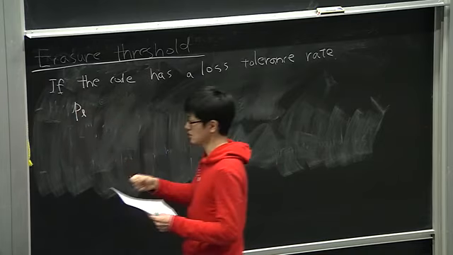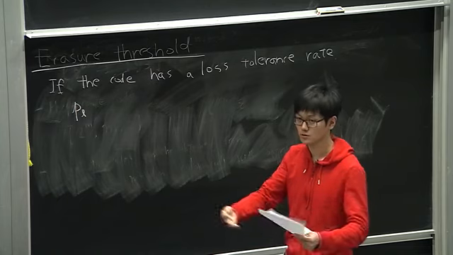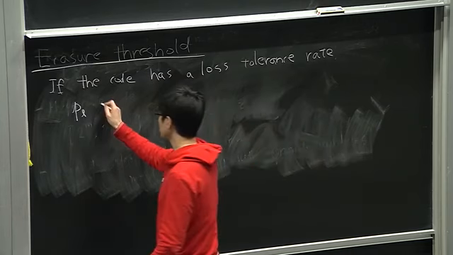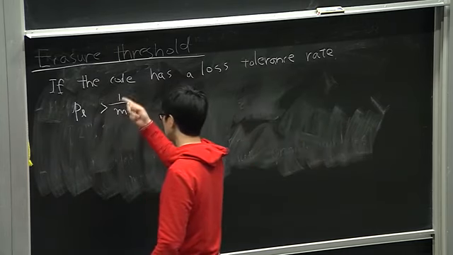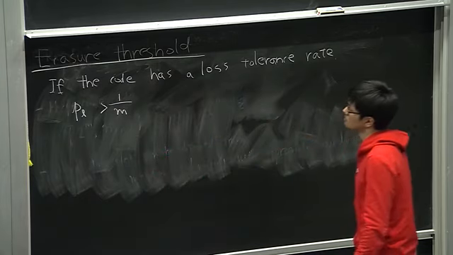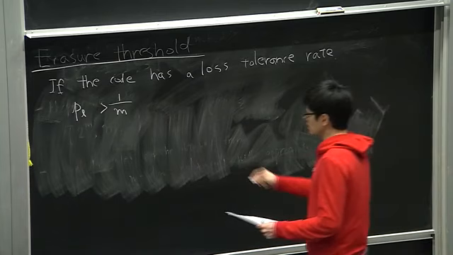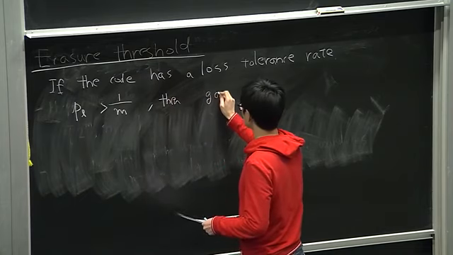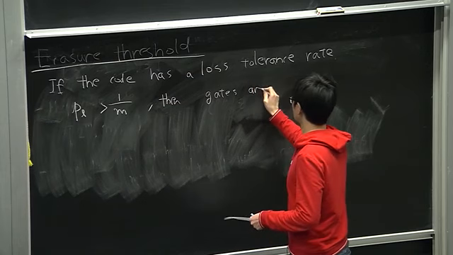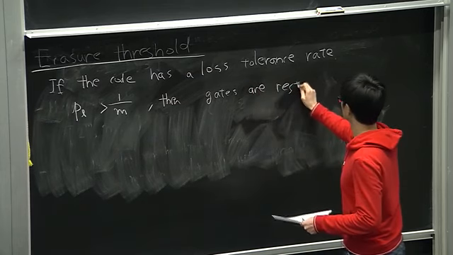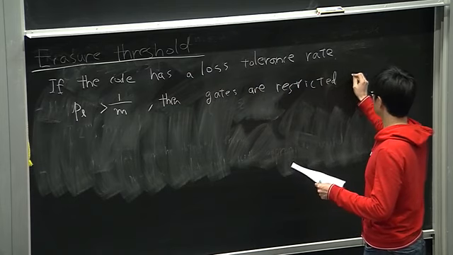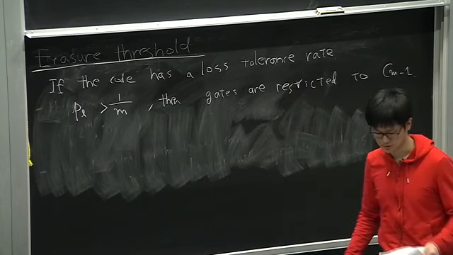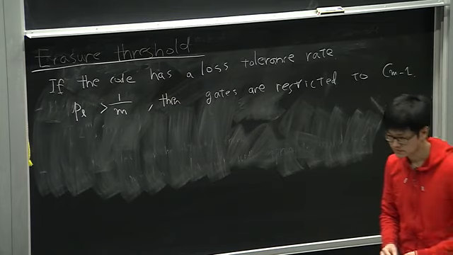So this P_L is a number, the probability of qubit loss you can tolerate. If this number is big, then it's very good. And suppose that this is bigger than this number, 1 over n. Then it turns out gates are in the (n-1)th level. This is something you can prove.